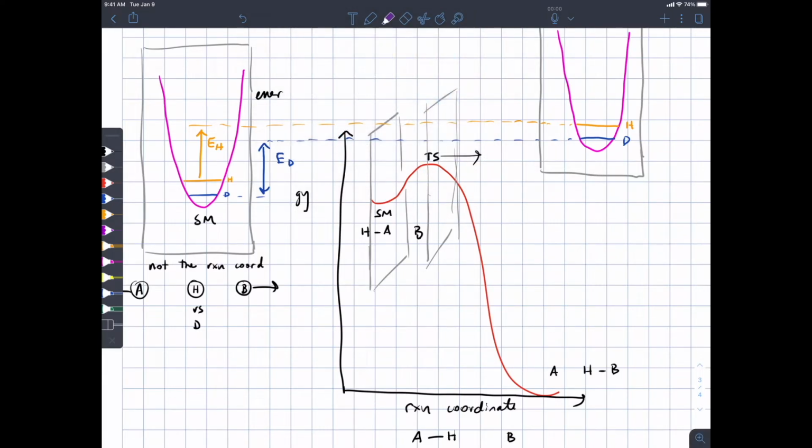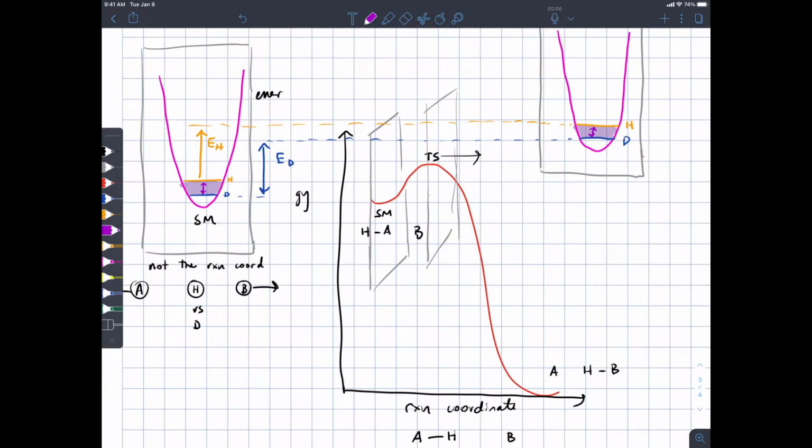I'm going to use purple and highlight this space between hydrogen and deuterium. That's my difference in zero-point energy in the starting material. Here's my difference in zero-point energy in the transition state. Notice the way we've drawn that, those energy differences are similar, right? In fact, as we've drawn it, they're basically the same.